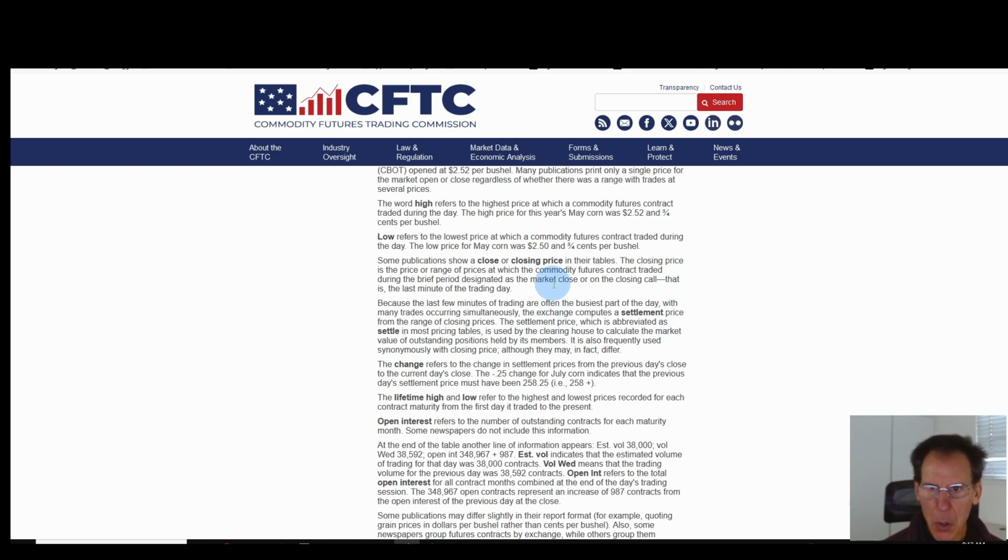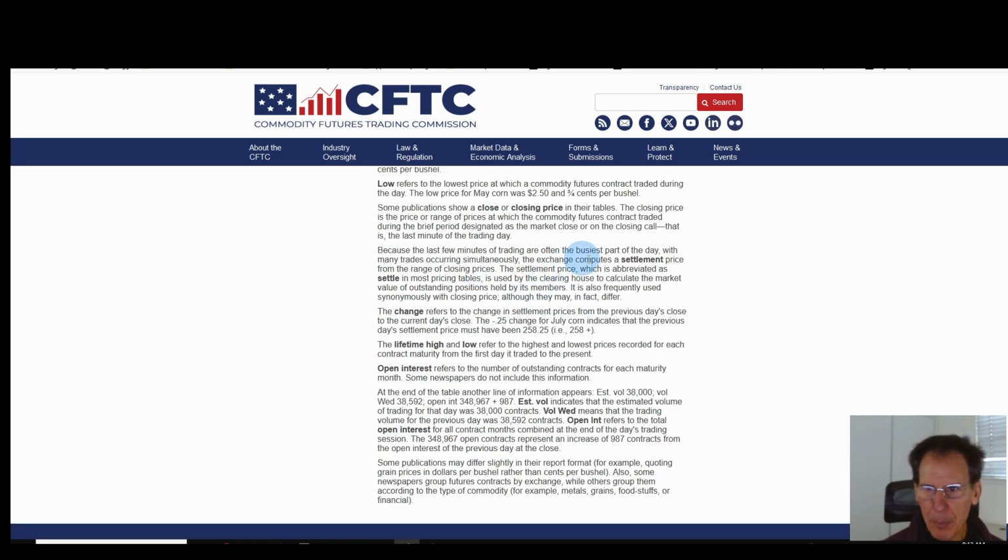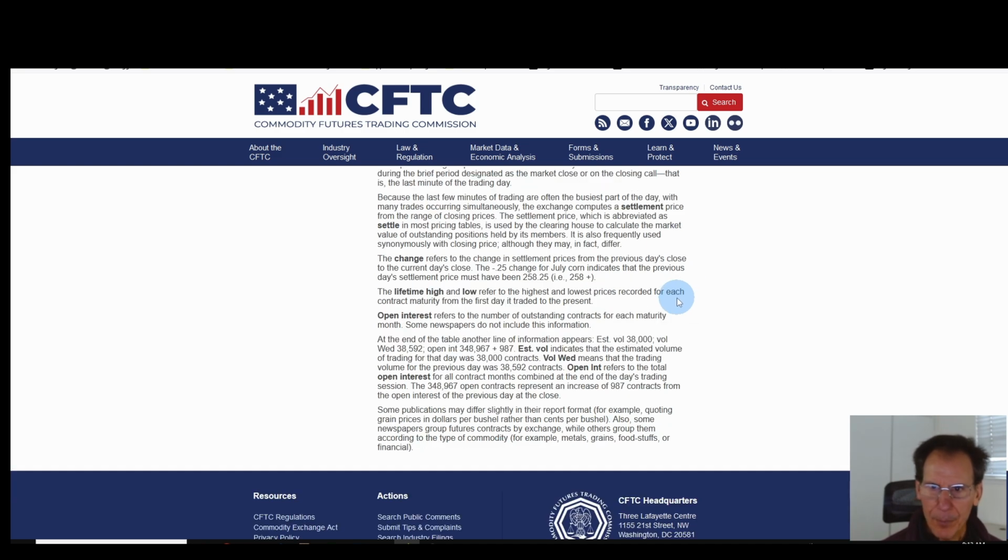Some publications show a close or closing price in their tables. The closing price is the price or range of prices at which the commodity futures contract traded during the brief period designated as the market close or the closing call. That is the last minute of the trading day. Because the last few minutes of trading are often the busiest part of the day, with many trades occurring simultaneously, the exchange computes a settlement price from the range of closing prices. The settlement price, abbreviated as settle in most pricing tables, is used by the clearinghouse to calculate the market value of outstanding positions held by its members. It is also frequently used synonymously with closing price, although they may, in fact, differ.